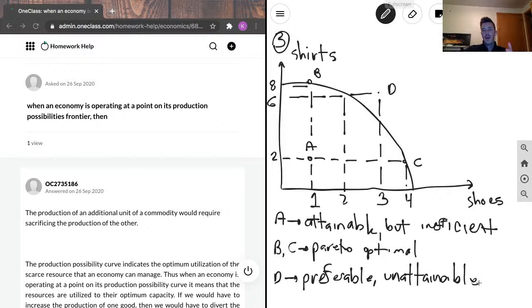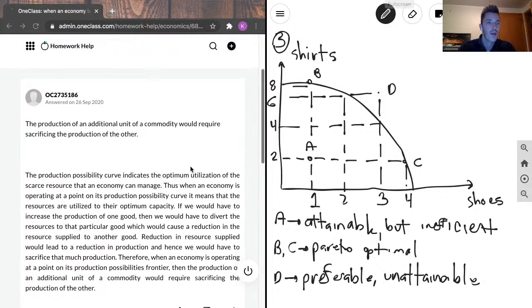With the way the production possibilities frontier is set up, maybe I should say this market is set up, here at D, that's a combination of 6 shirts and 3 pairs of shoes. And you can get those 3 pairs of shoes, but to do that, you'd have to have only 4 shirts. So what this question is alluding to is points B and C here, that you cannot produce an additional unit of a commodity if, to do so, you must sacrifice the production of another. I don't think there's anything else I'd like to add to that.